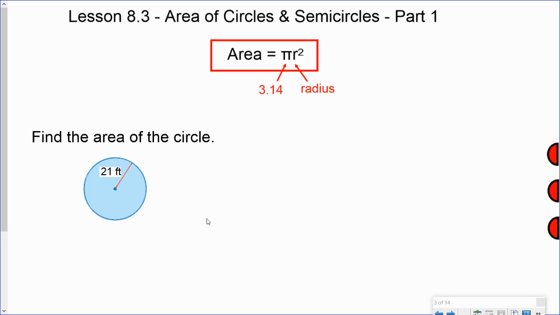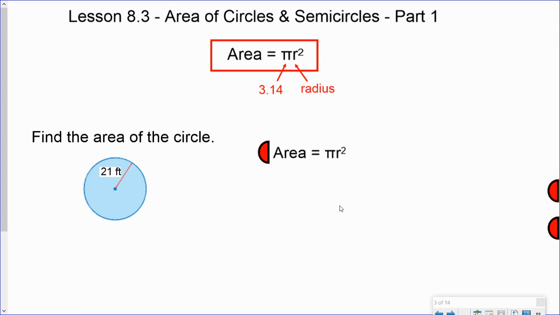We're going to be doing 3 lines of work to solve these problems. Your first line is going to be writing the formula. So if you'd like to write a capital A instead of the word area, that's fine. So area equals pi times the radius squared.